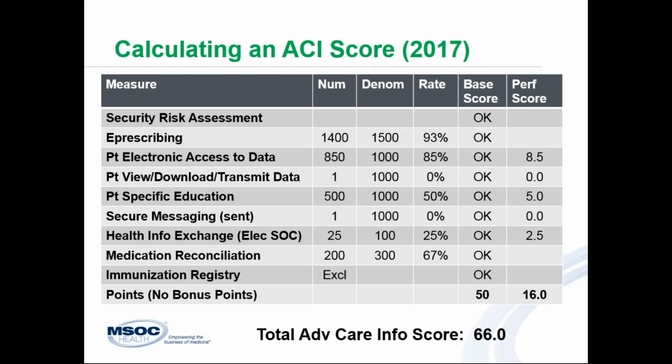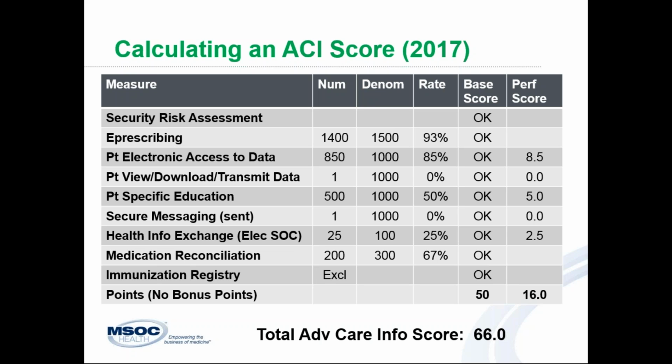This is an example of a practice's likely scores in 2017. So I'm using the modified stage 2 rules, and the way it's going to work for the first payment year. All the items on here are included in the base score as either a yes, no, or at least one patient. And this particular practice gets all of their base score items.